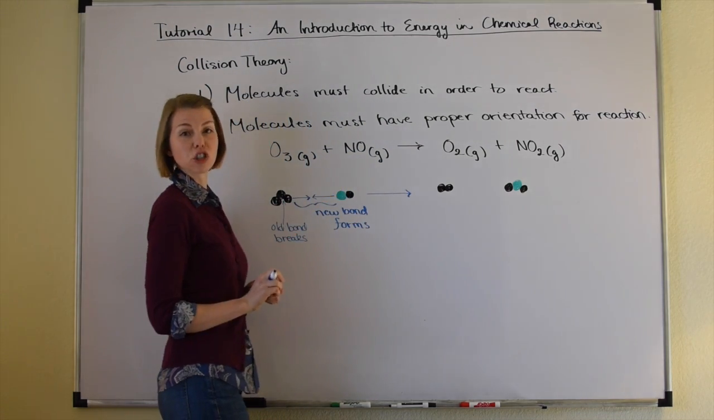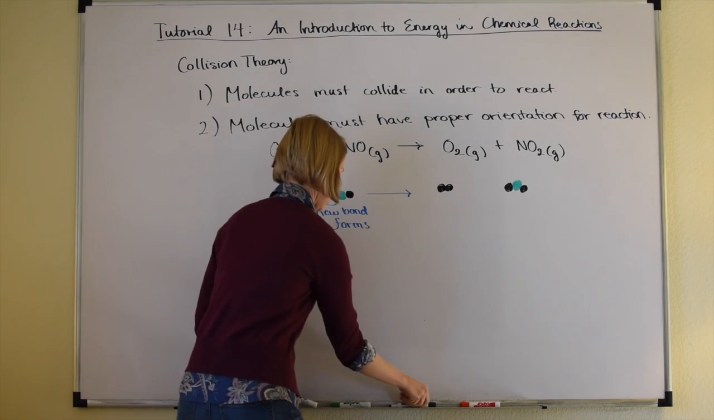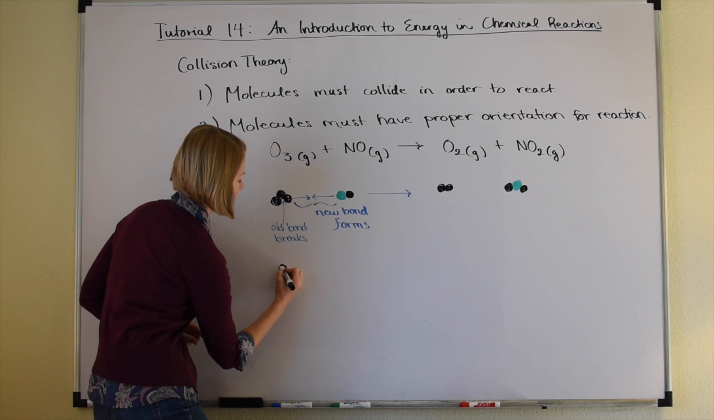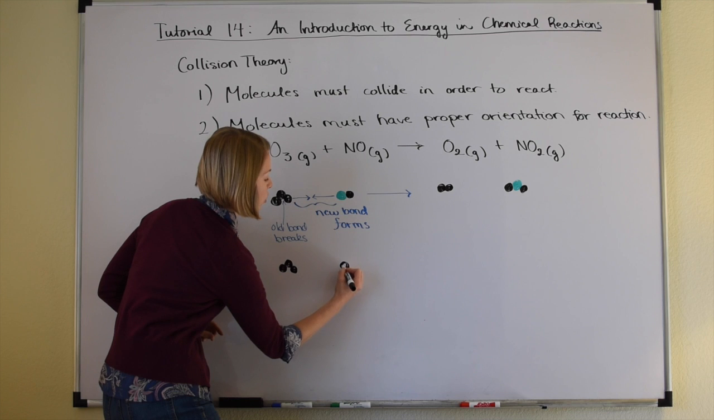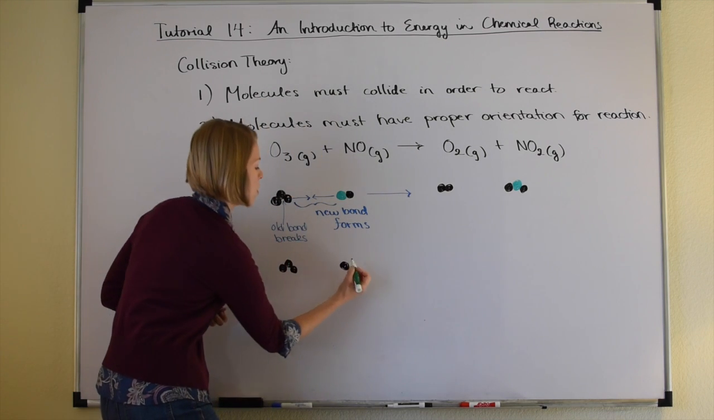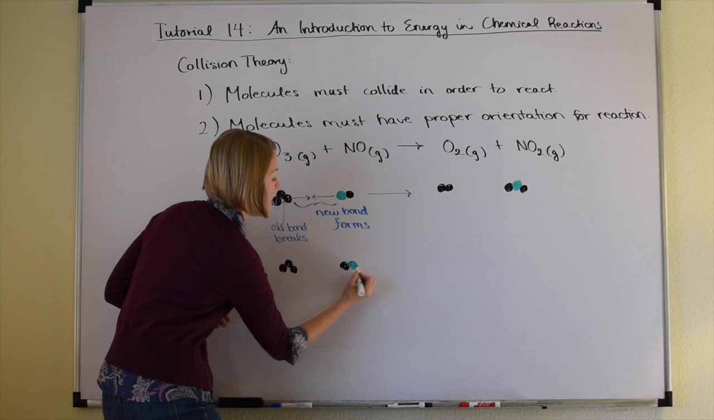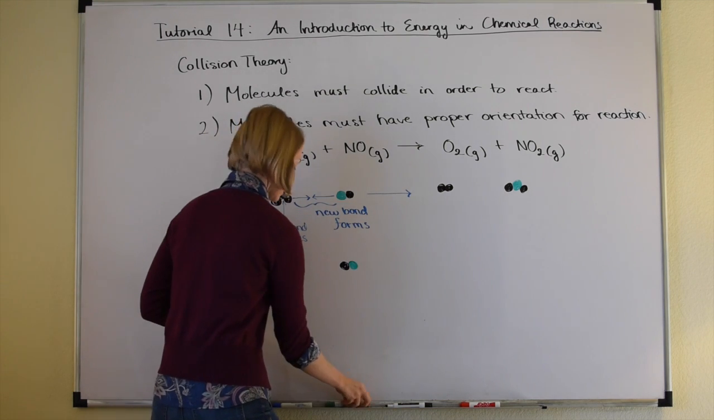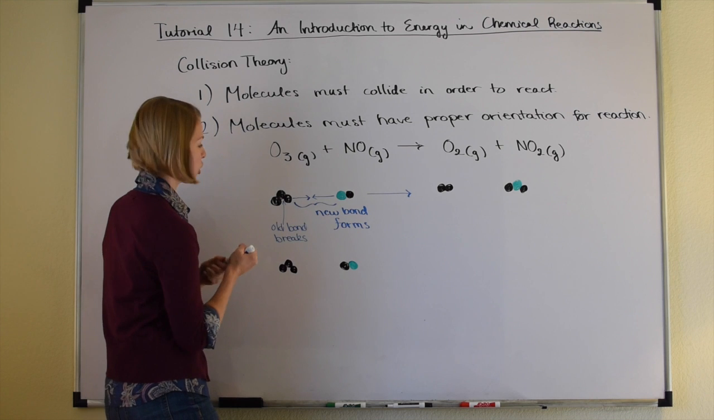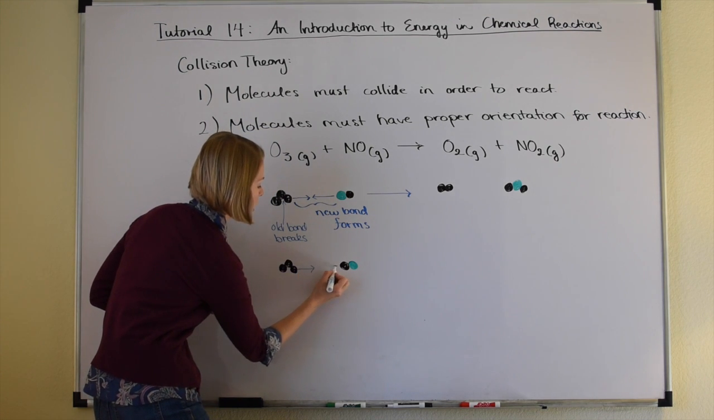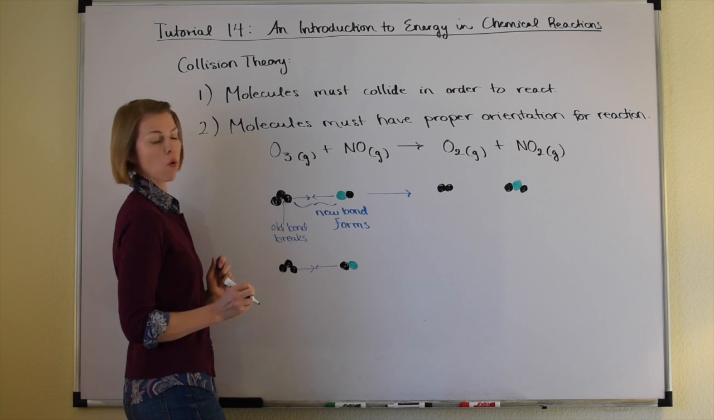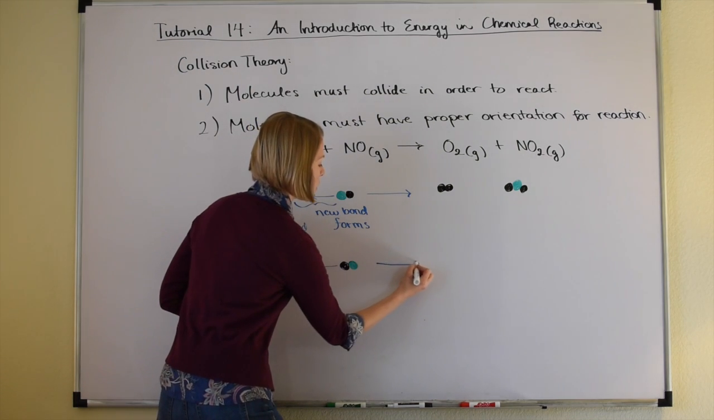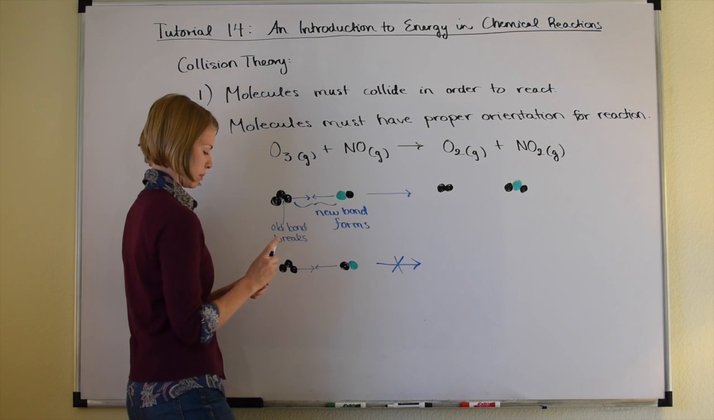But let's flip that nitrogen monoxide around and look at this second scenario here. So I'll redraw the ozone, and now I'm going to draw the nitrogen monoxide where the nitrogen is oriented away from the ozone. And so we can see with this orientation that this collision is simply not going to put the nitrogen in the correct position for the old bonds to break so the new bond can form. This collision is not going to result in a reaction.